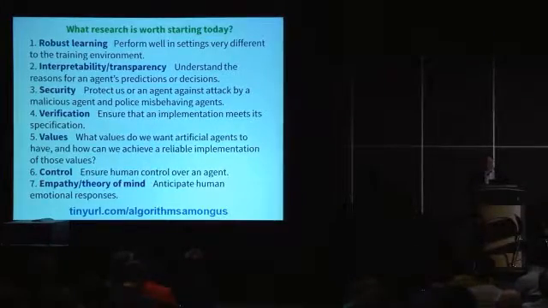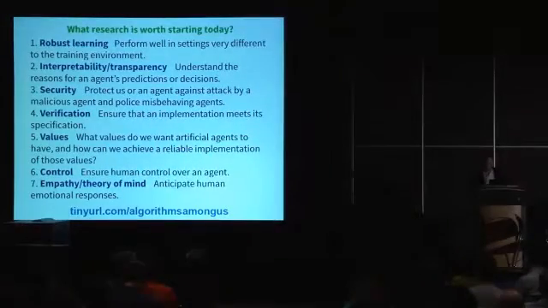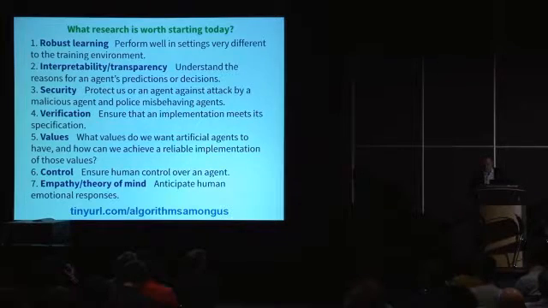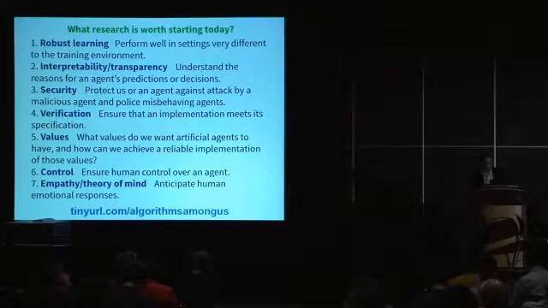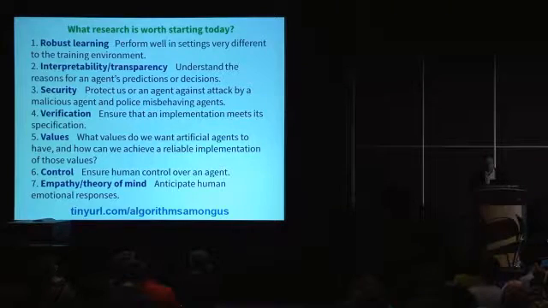The next one is what we'll call interpretability or transparency, which has already come up. This is the idea of understanding the reasons for an agent's predictions or decisions. This came up earlier in the legal context, where it would be particularly useful, but of course might be useful in general. A third category is security. That's protecting us or an agent against attack by a malicious agent. It also includes the idea perhaps of policing misbehaving agents, because if we want agents to behave a certain way, we'll have to police those.